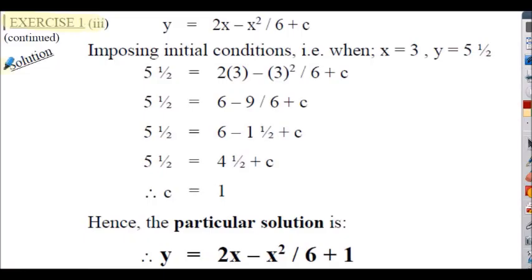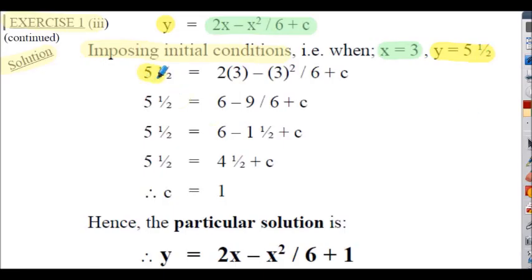Exercise 1, part 3 solution continued. Just repeated this line from the previous slide. As part 3 wants us to find the particular solution, we need to impose the initial conditions given in the question. So when x is equal to 3, y is equal to 5.5.